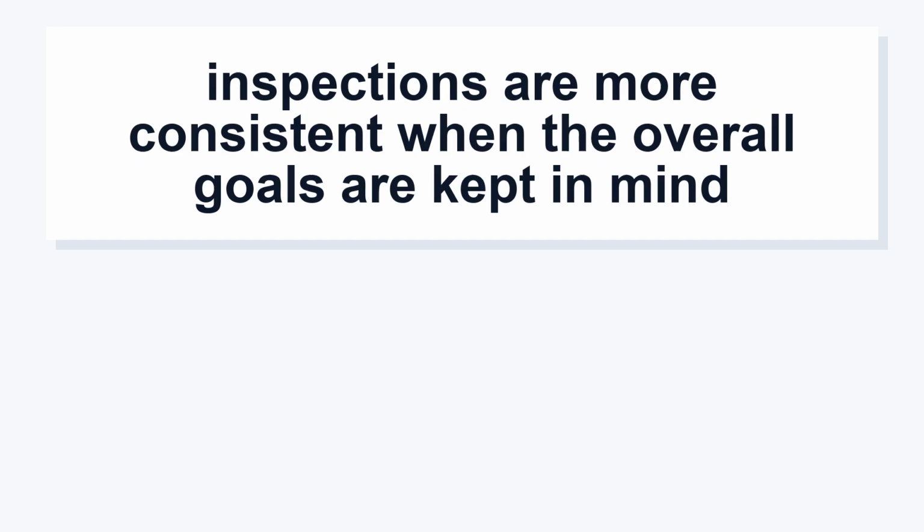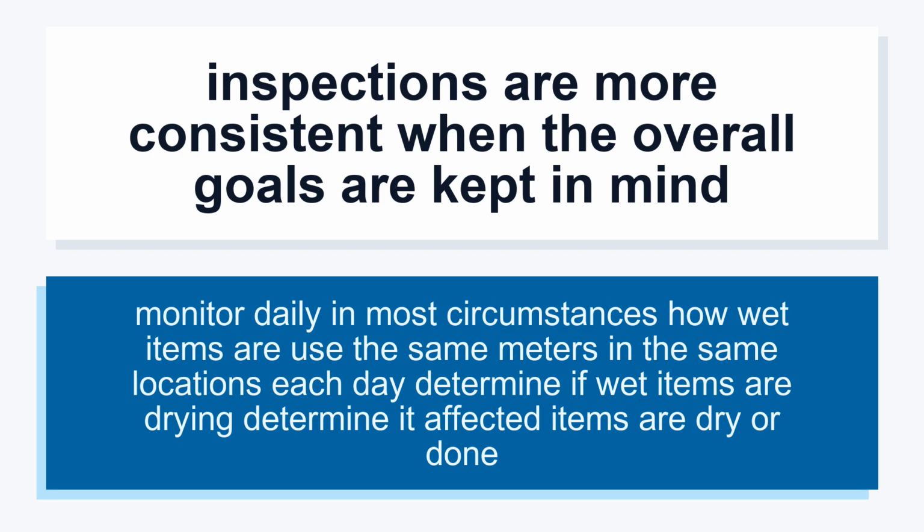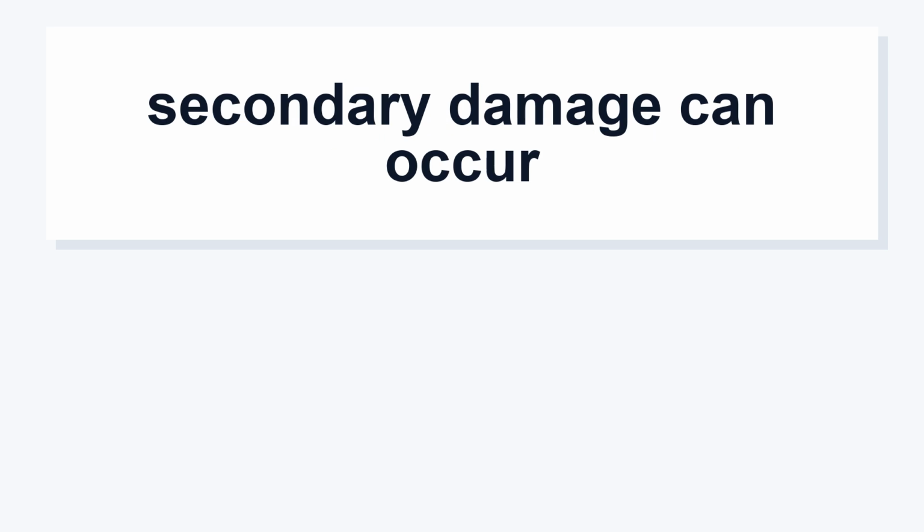Inspections are more consistent when the overall goals are kept in mind. Monitor daily in most circumstances how wet items are. Use the same meters in the same locations each day. Determine if wet items are drying. Determine if affected items are dry or done. Secondary damage can occur.